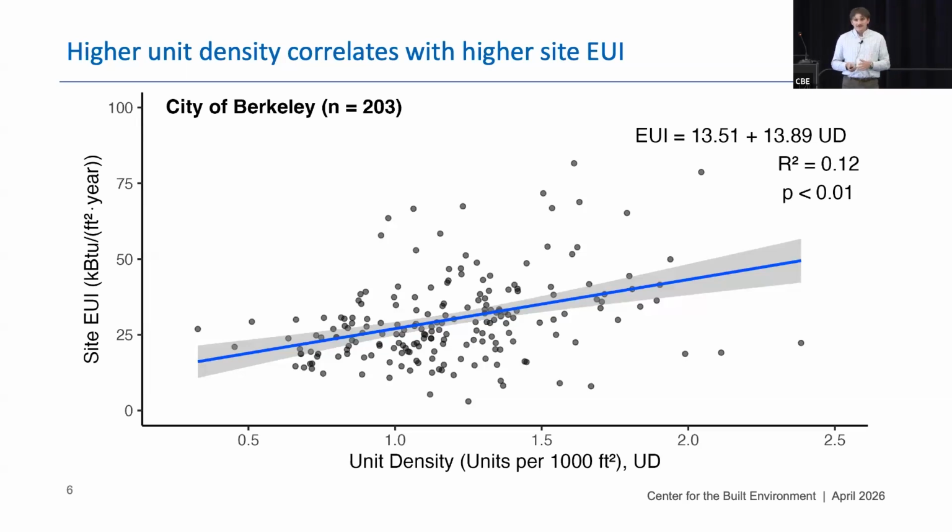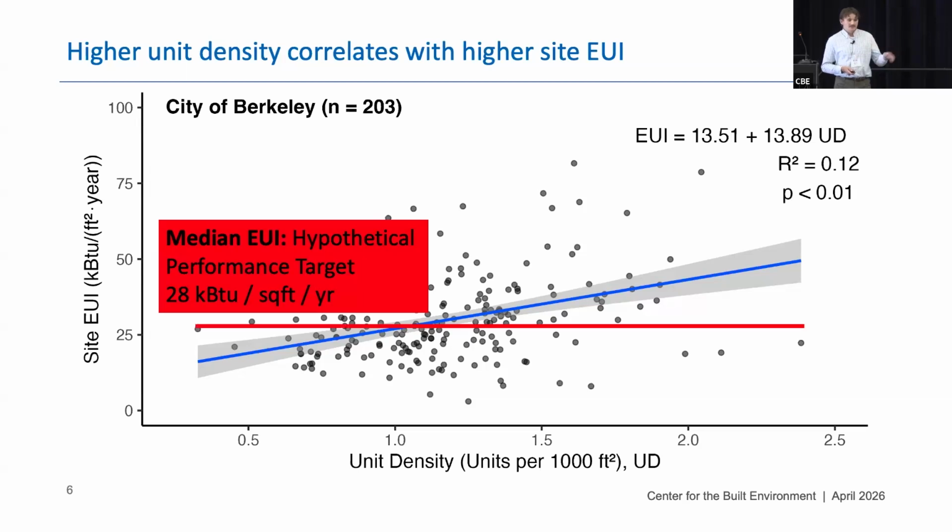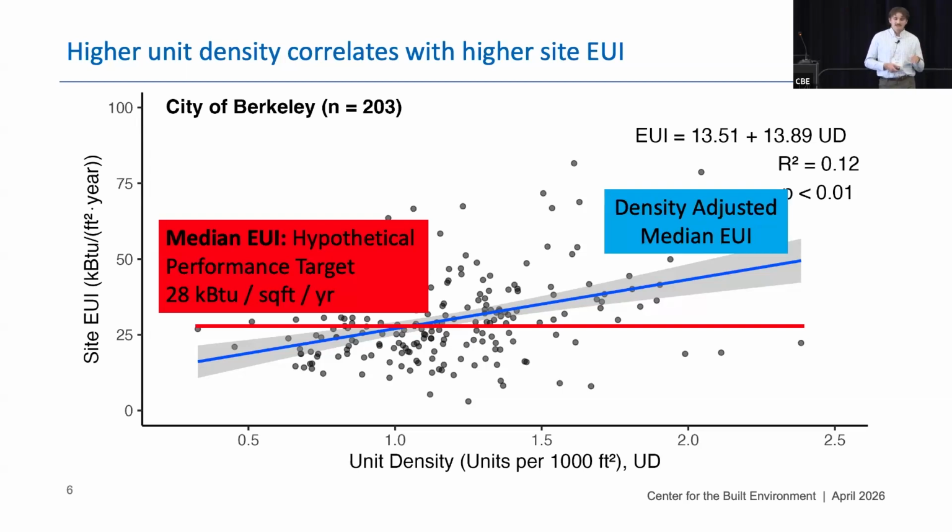To give you an idea of how this could be applied to policy, if the City of Berkeley were to adopt a BPS, it could look something like a flat target for all multifamily buildings. If they were to use their median EUI as a hypothetical performance target, it would be 28 kBtus per square foot. That's this red line. At the same time, this blue line could be taken as a density-adjusted median EUI for the City of Berkeley.